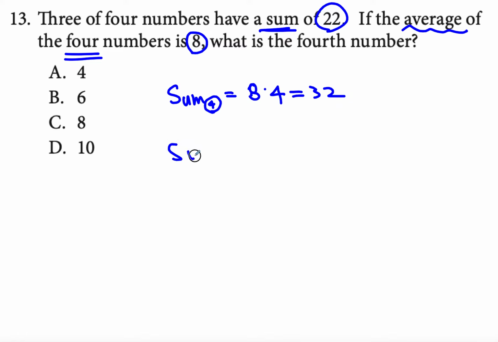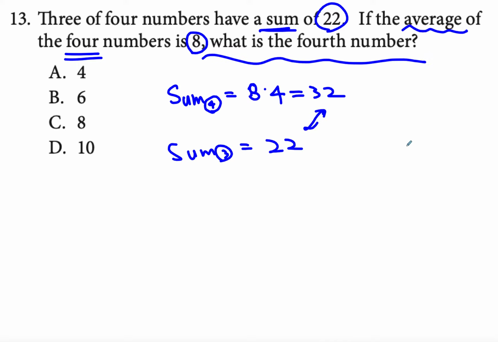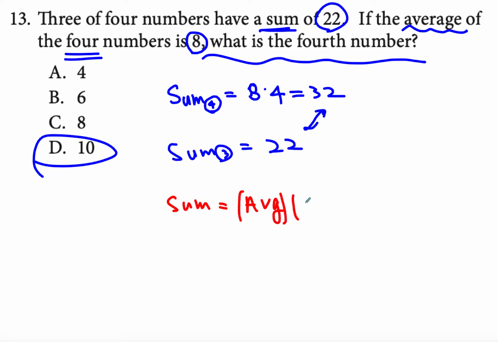But we realize the sum of the 3 numbers that was given to us initially was 22. Then what is the 4th number? That has to be the difference between these two, which is equal to 10. So choice D becomes the answer. Don't forget, the sum can always be found by the average multiplied by the number of data, like how many values you would have had.